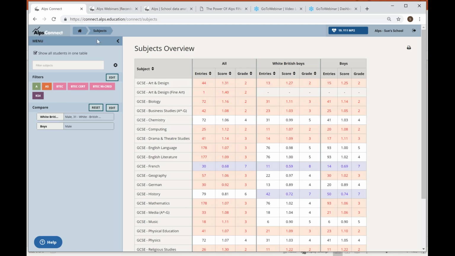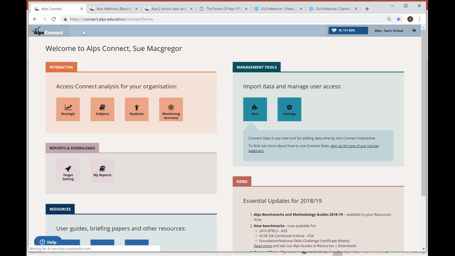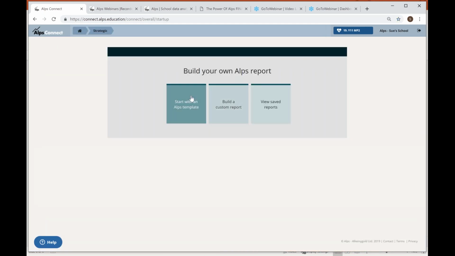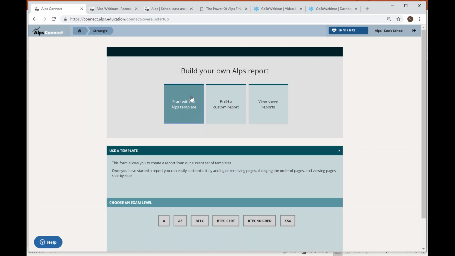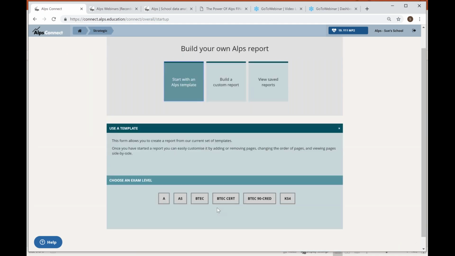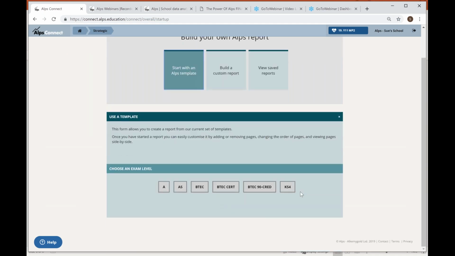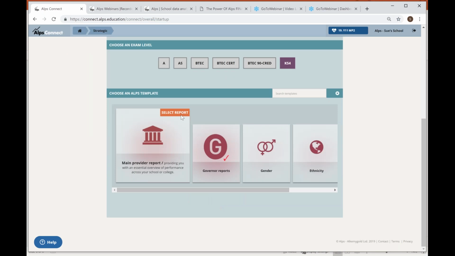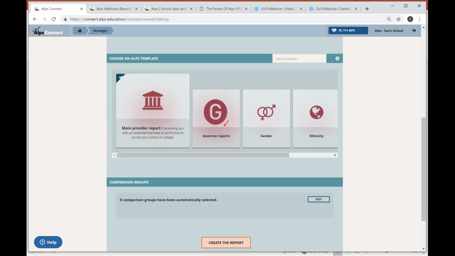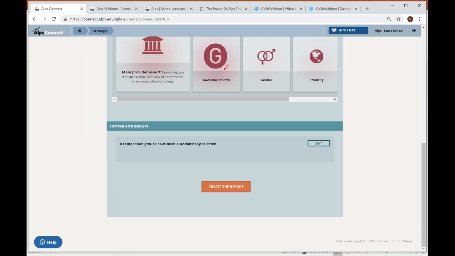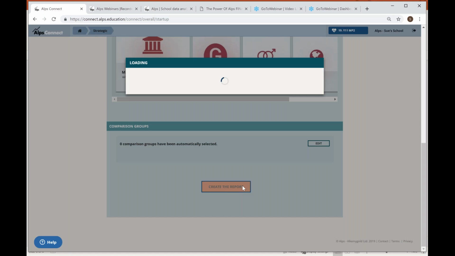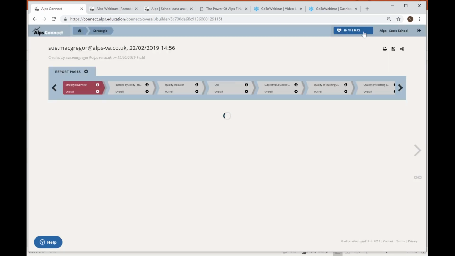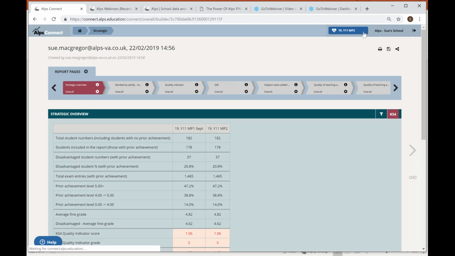Last bit, strategic. If you're used to Alps reports, you can start with a template, or you can put in individual pages. Let's start with a template for ease. I'm on a Key Stage 4 monitoring point, so I'm just going to put a main provider report in. I can put comparison groups on if I want, but I'm going to create that report just as it is. And for my monitoring point then, I have got my strategic overview.